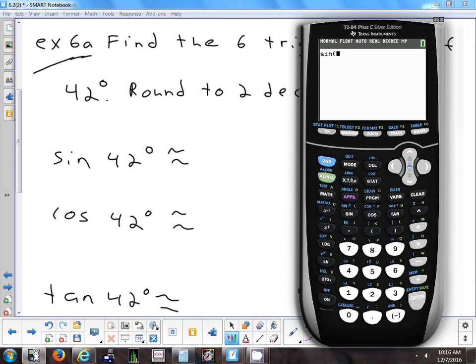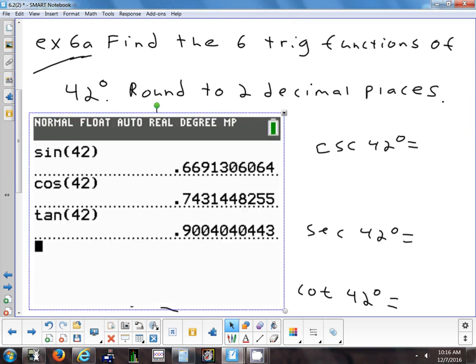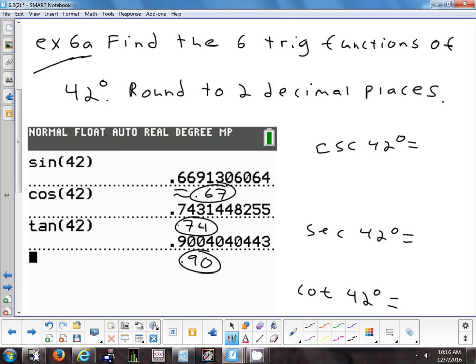And then just press sine, 42, and that's it. Okay, if you want the cosine, just press cosine, 42, and that's it. And then the tangent, 42, press enter. Now, the directions did say to round all these off to 2 decimal places. So what would the first one be rounded off? 0.74. Okay. Now the other 3 you don't have buttons for.